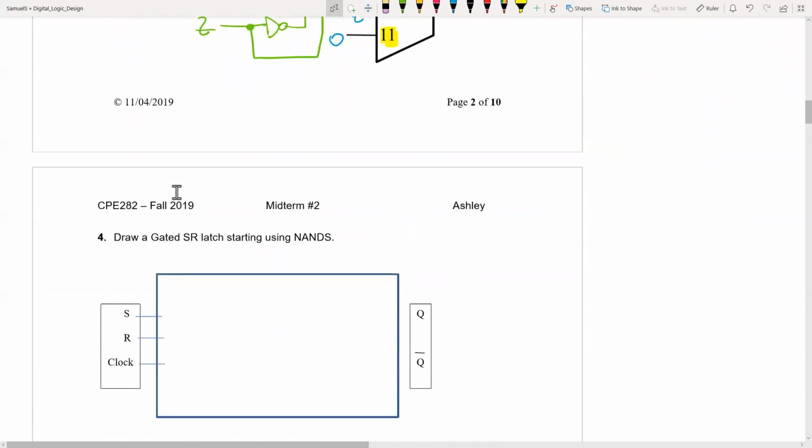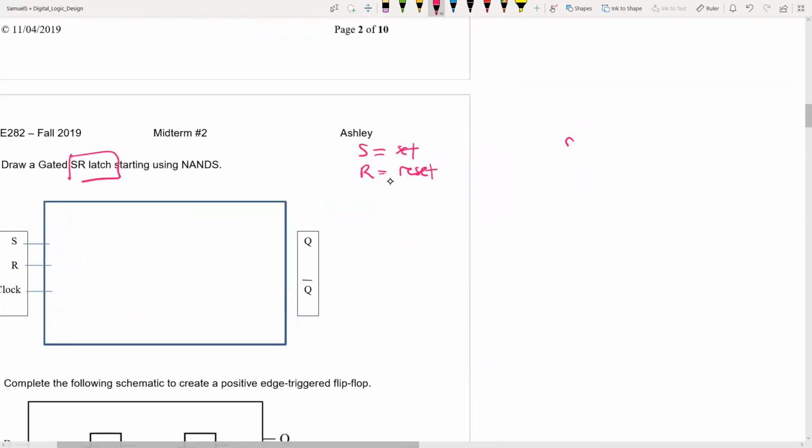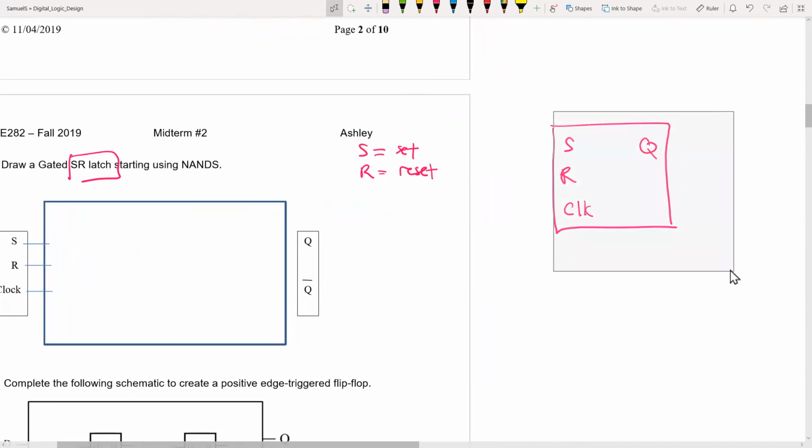Perfect. Okay. Next question says draw a gated SR latch. So when I see this on the exam, I'm going to remind myself, what is an SR latch? S stands for set, R stands for reset. So here's the symbol for an SR latch. The 2 inputs are S and R. The output is Q. There's usually an enable as well, which we denote as CLK. So whenever clock is high, that's saying that this latch is enabled.